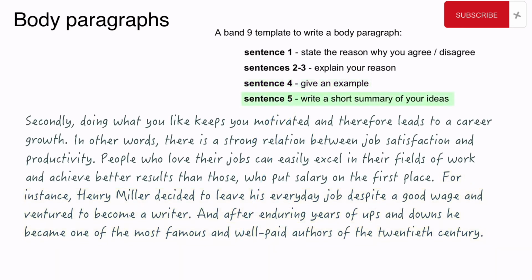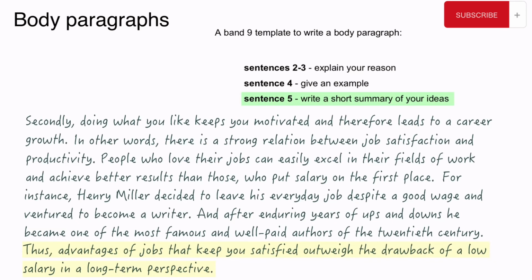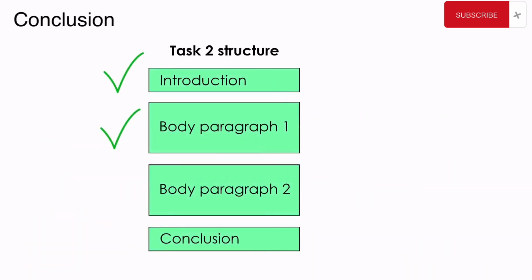And now we have to write the last sentence, where we sum up all the ideas of this paragraph to reinforce our opinion. And here's how I wrote it. Thus, advantages of jobs that keep you satisfied outweigh the drawbacks of a low salary in a long-term perspective. Well done! We have finished our second body paragraph. Now it's time to write the last paragraph of our essay, a conclusion.